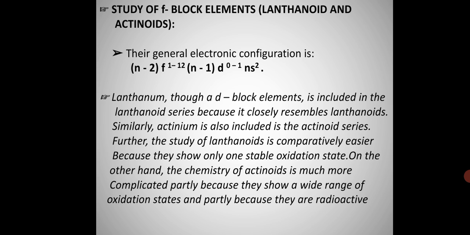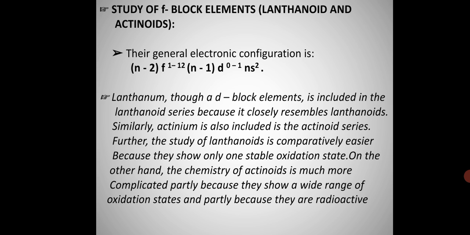Again I repeat, the elements in which the differentiating electrons enter into the n minus 2 F subshell, that is the F orbitals of the anti-penultimate shell, are called inner transition elements, or F block elements. The F block consists of two series, known as the lanthanoid series and the actinoid series. Lanthanoid starts from lanthanum, atomic number 57. Got it? The lanthanoid series is known as the first series of the rare earths, or the first inner transition series.